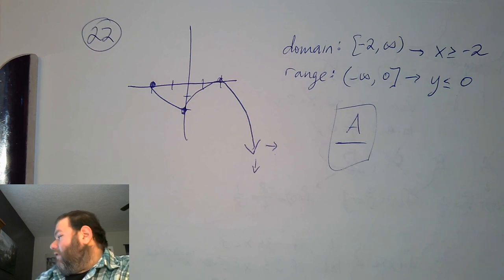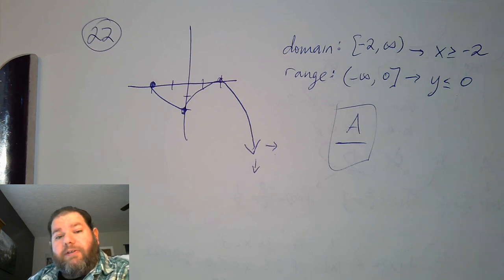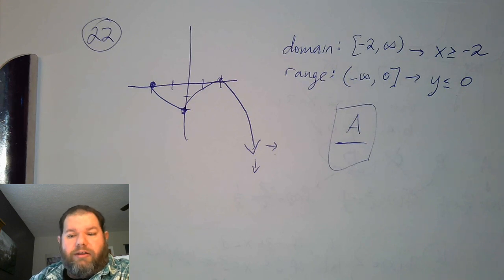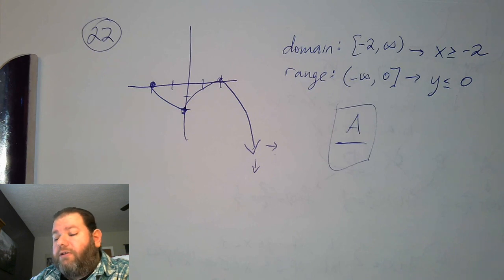They include the intercepts, but honestly, the intercepts are the same for A, B, and C. So it really doesn't distinguish anything in this answer. So it's really the domain and range that settles it, I think.